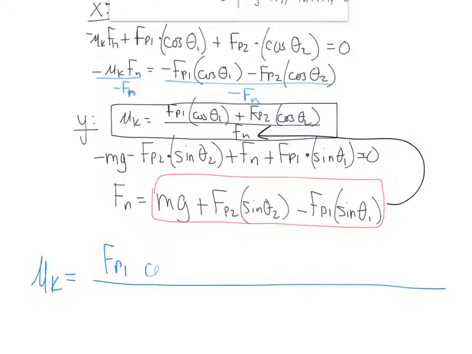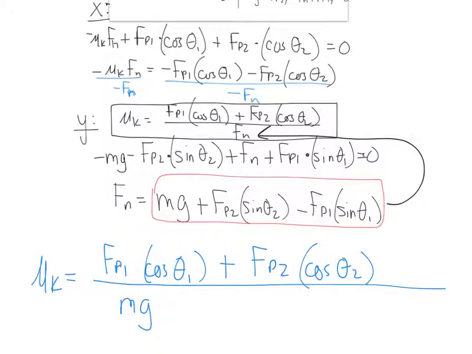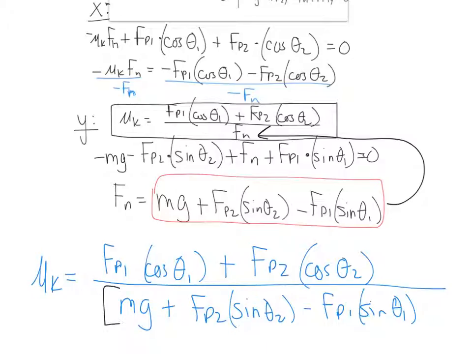FP1 cos theta 1. Again, I'm just recopying what's above. Plus FP2 cos theta 2, all over Fn, which is mg, plus FP2 sine theta 2 minus FP1 sine theta 1. All the denominator needs to be in parentheses, or do as Nick said, and solve for Fn first, and just plug in a number in the denominator.